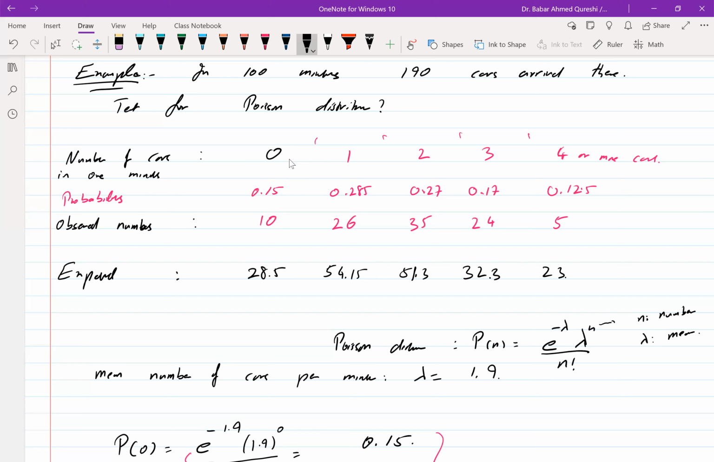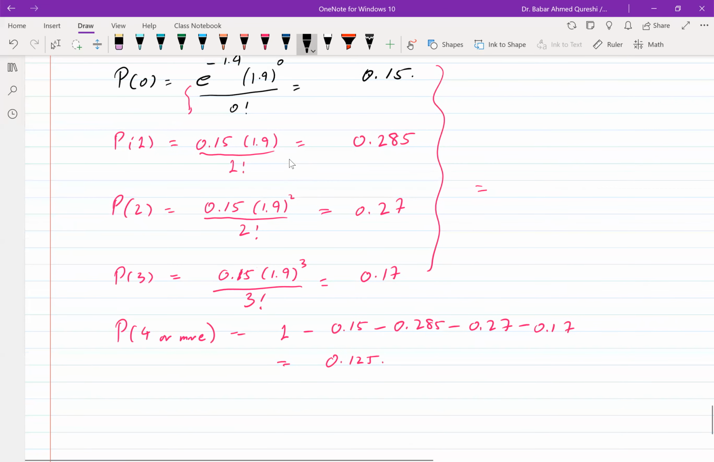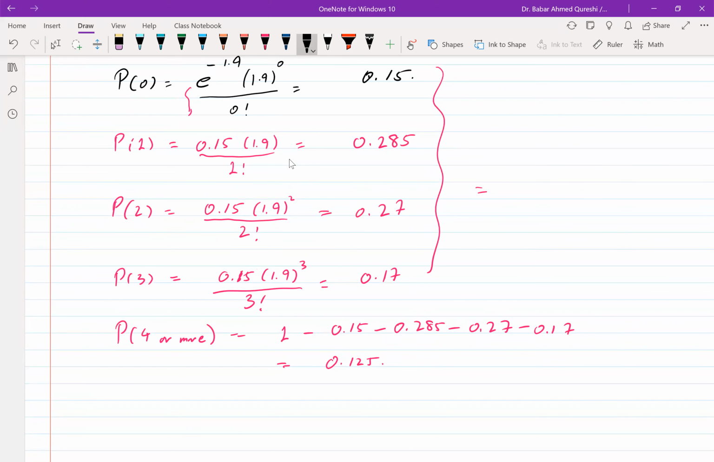Sir, what probability are you getting for 4 or more cars in 1 minute? 0.125. So I got 0.08. Really? By doing this? What I did is that I used the same formula, but I put 1.9 to the power of 4 and then 4 factorial. Yeah, because I'm saying 4 or more, I want the total probability to be 1. I understand. Okay. All right.